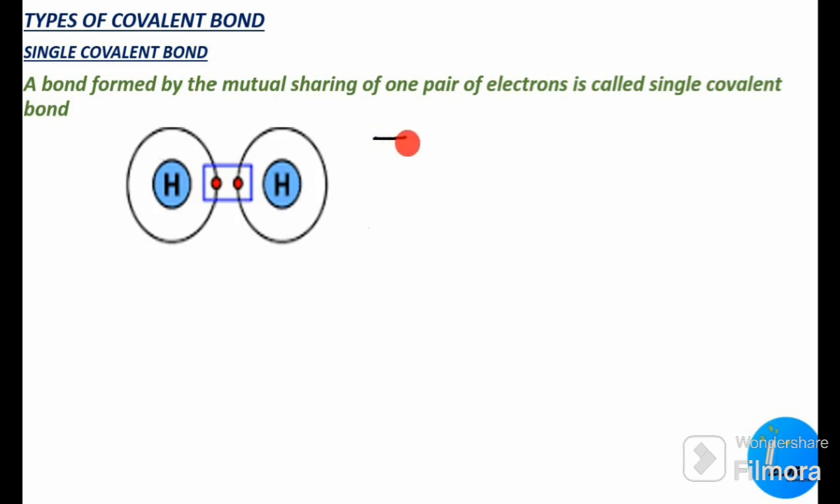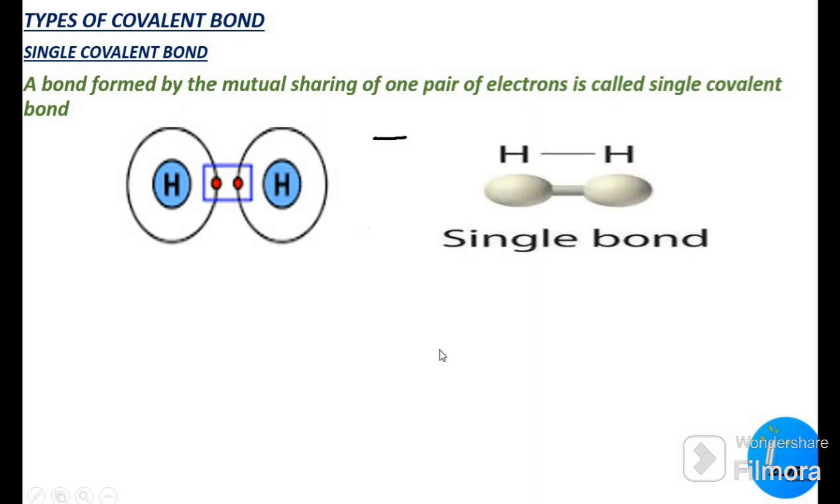This single bond is a long bond and it is considered to be the weakest bond of all the three. The single covalent bond is considered to be the weakest covalent bond, and it also has the lowest reactivity. Let me show this, a single covalent bond between hydrogen. This hydrogen is giving one electron and this hydrogen is giving one electron. Finally, these two hydrogen atoms are sharing one pair of electrons.